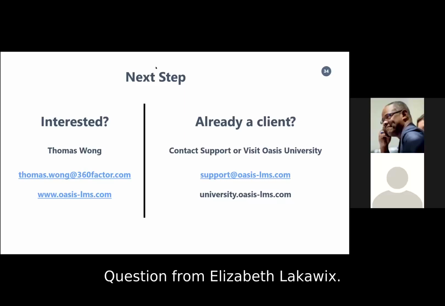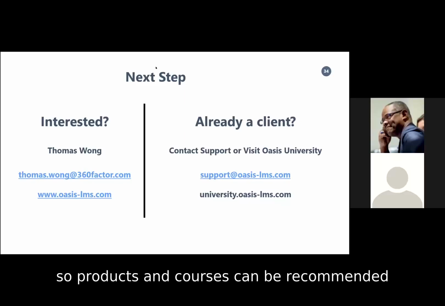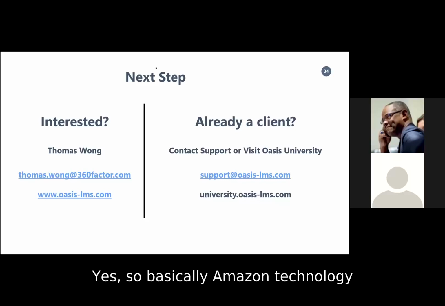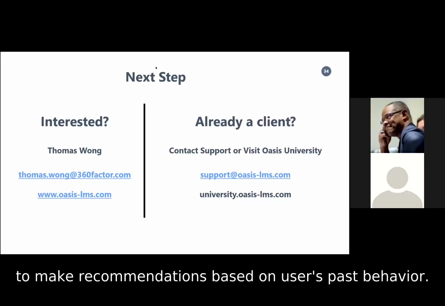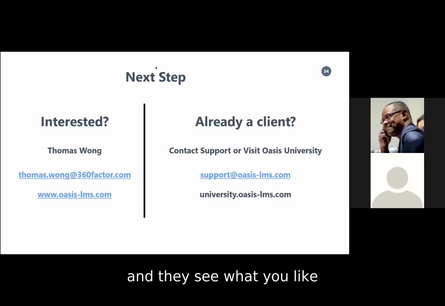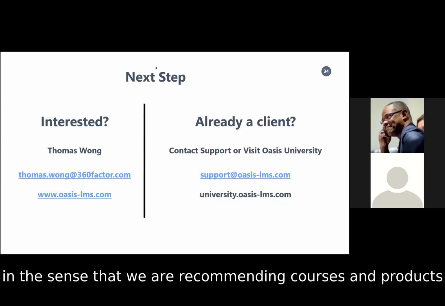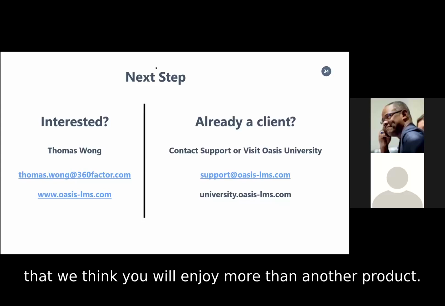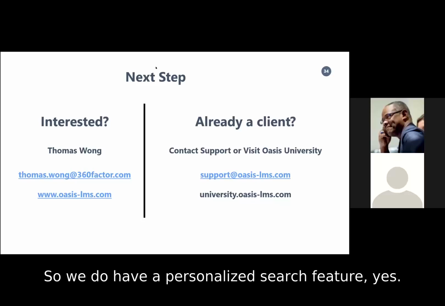Question from Elizabeth Lakowitz: Does Amazon technology leveraging include tracking the user's buyer interest so products and courses can be recommended, or something based on their use of the various core offerings? Yes, so basically Amazon technology has this thing called Elasticsearch. I don't want to go into too much detail of how the technology works, other than it can get a little bit creepy by analyzing users' past behavior to make recommendations. Just imagine Facebook following you to see what you like and recommending what they think you will like. Leveraging Amazon Elasticsearch, we can do something similar, but we hope it is for the good, in the sense that we are recommending courses and products that we think you will enjoy more than another product. So we do have a personalized search feature, yes.